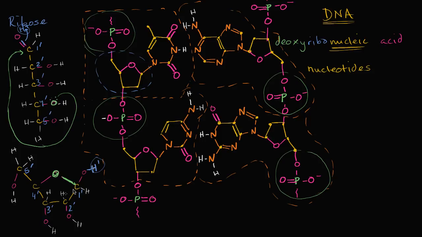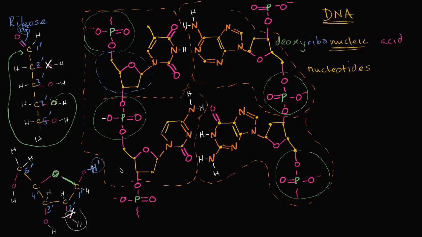This molecule, if we compare these two molecules over here, we see that this guy has an OH and an H. This guy implicitly has just 2 hydrogens over here. So he's missing an oxygen. So this is deoxyribose. Deoxyribose doesn't have this oxygen. It does not have the oxygen on the 2' carbon. So if you get rid of that, this is deoxyribose.